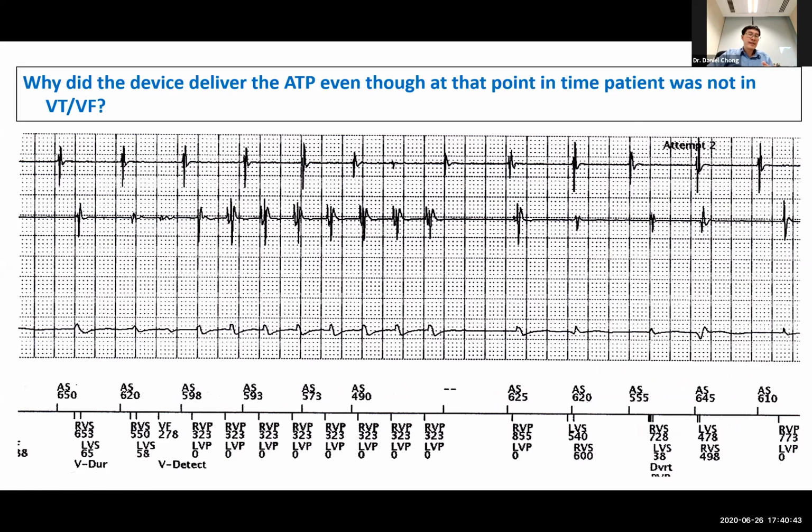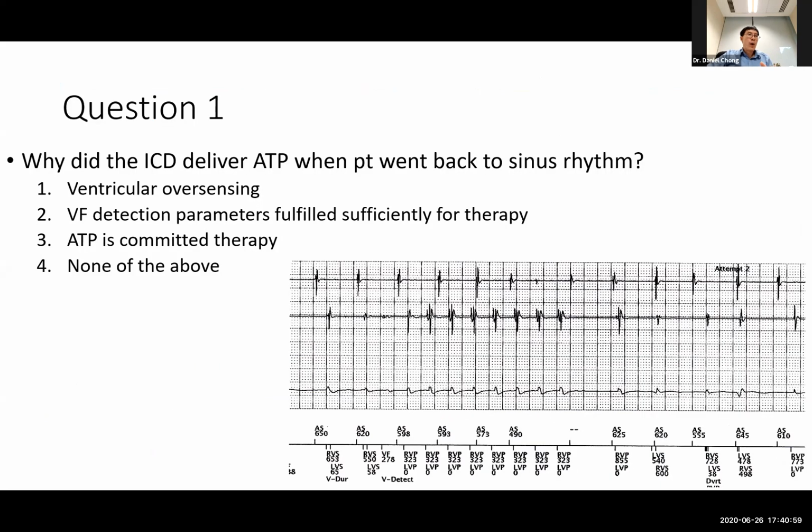So the question is, why did the device deliver ATP even though at this particular point in time, the patient was not in VT/VF? Okay, so why did the ICD deliver ATP therapy? Is it 1, ventricular oversensing? 2, the VF detection parameters are fulfilled sufficiently for therapy? 3, ATP is committed therapy? 4, none of the above.